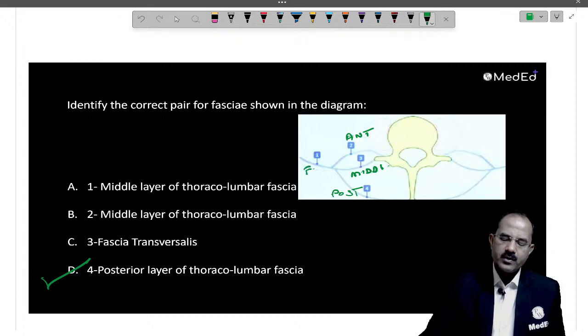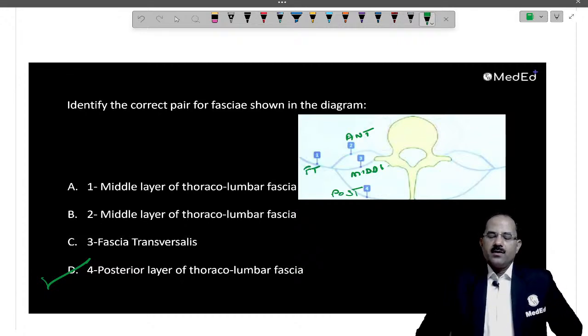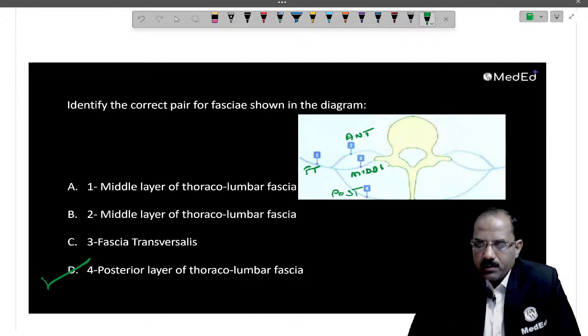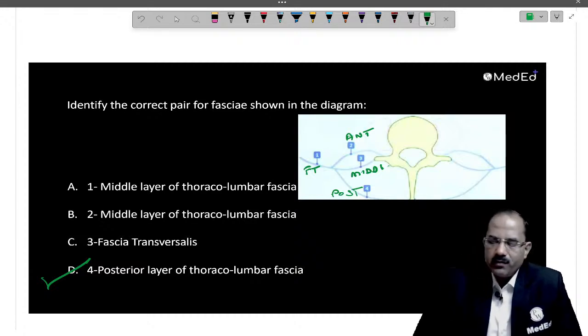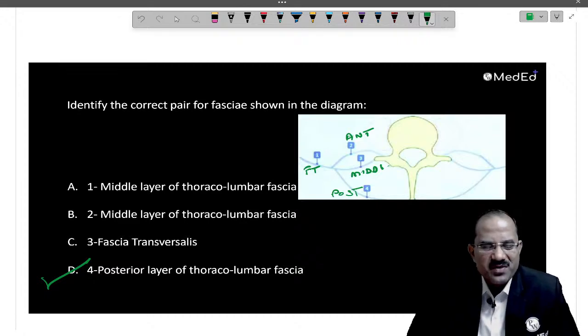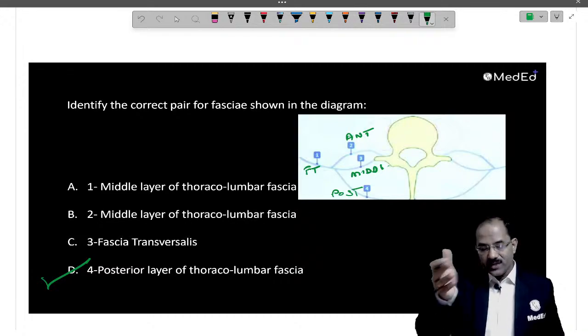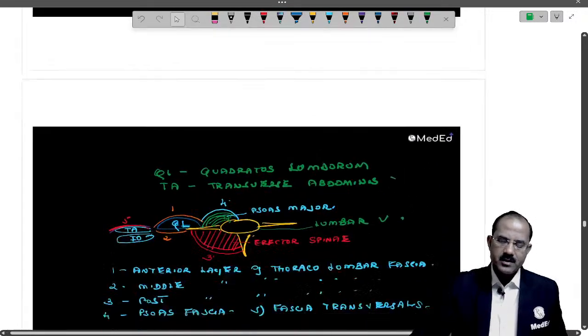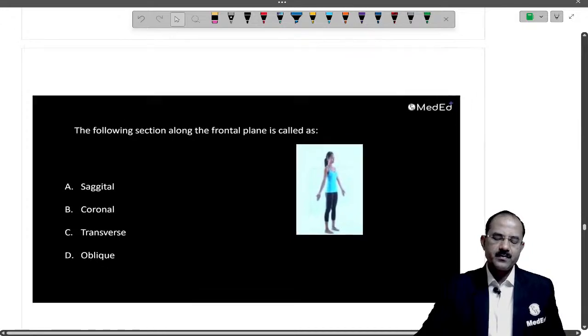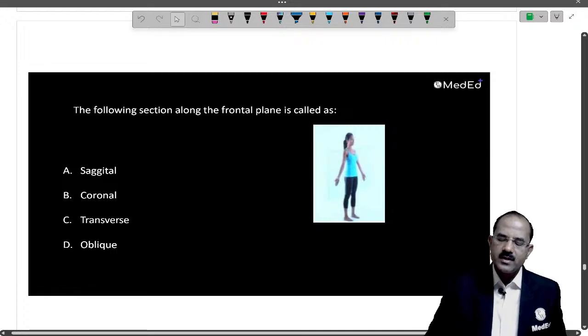This is the fascia transversalis. So 2 is anterior layer of thoracolumbar fascia, 3 is middle layer of thoracolumbar fascia, 4 is posterior layer of thoracolumbar fascia, and 1 is the fascia transversalis. I hope I'm clear to all of you. So these are the fascia which cover the abdominal muscles, the posterior abdominal wall muscles.